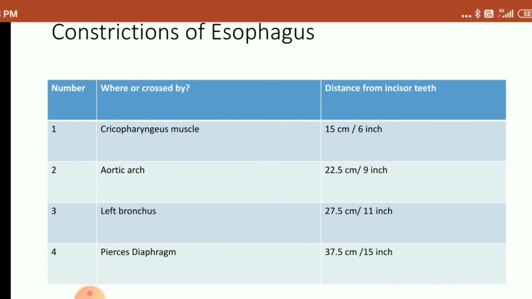Okay, now let us read out the structures. Let us read out the distance from the incisor teeth.